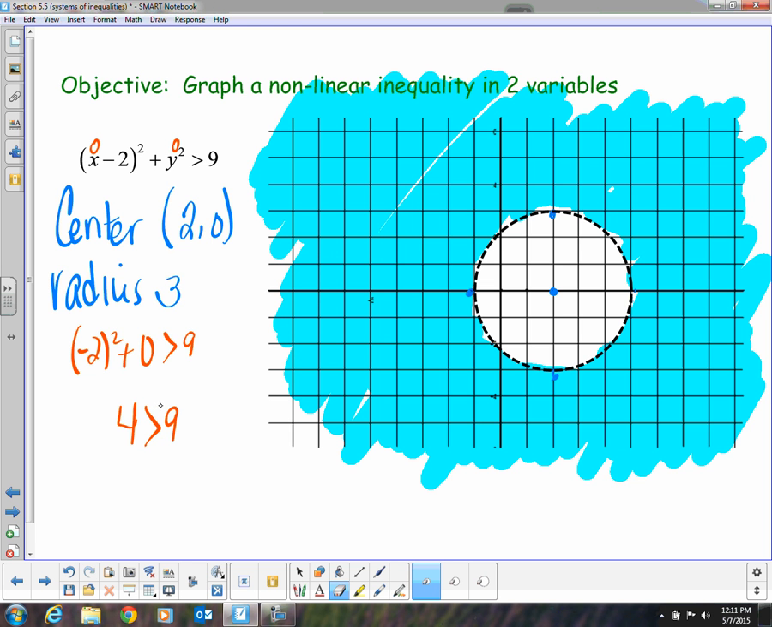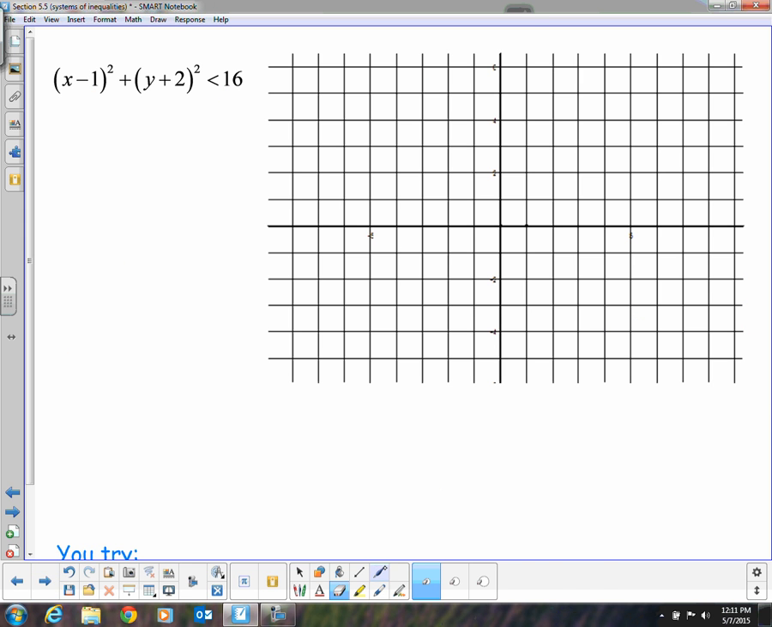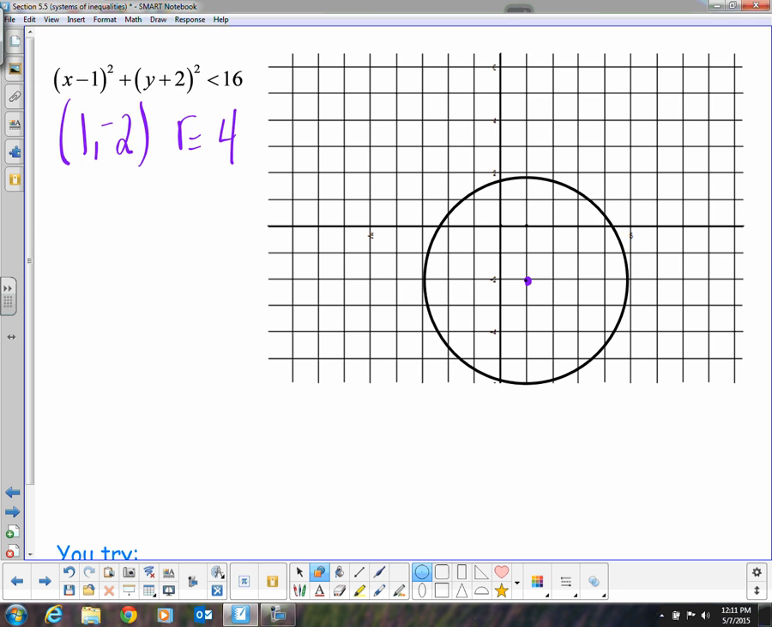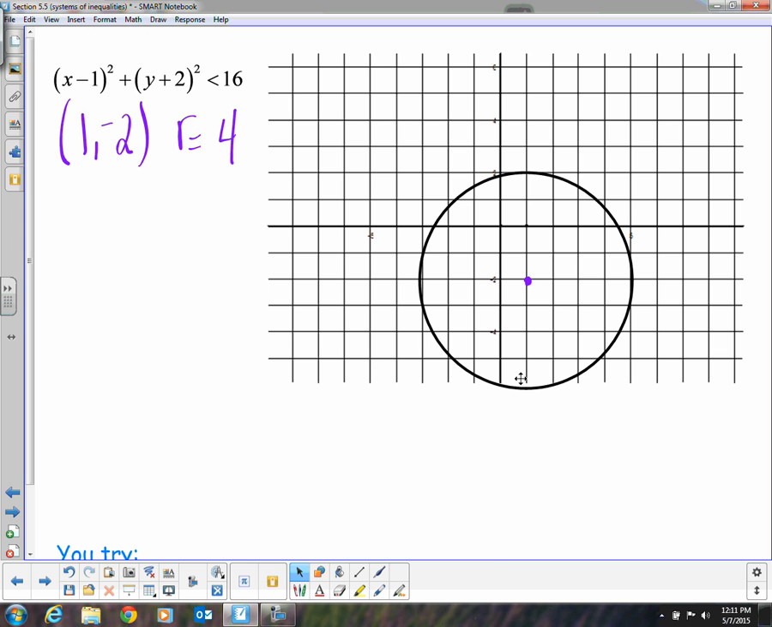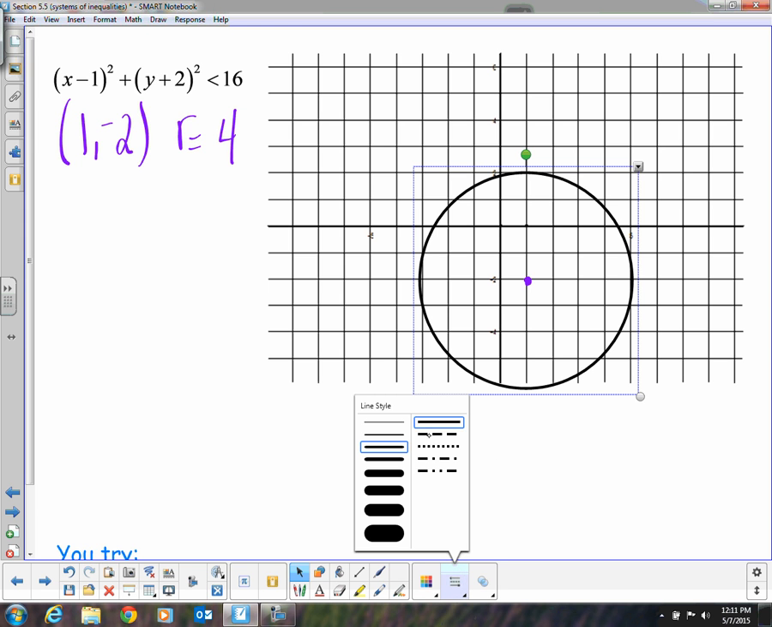So any questions on this part? Don't you think these are more interesting than what you did last night? Yeah. Let's do another one. What is this center, Delaney? 1, negative 2. Good. And what is this radius? 4. Okay, so we're going to go over 1, down 2. And now we're going to go left 4, right 4, up 4, and did I do 4? And what kind of circle should this be?